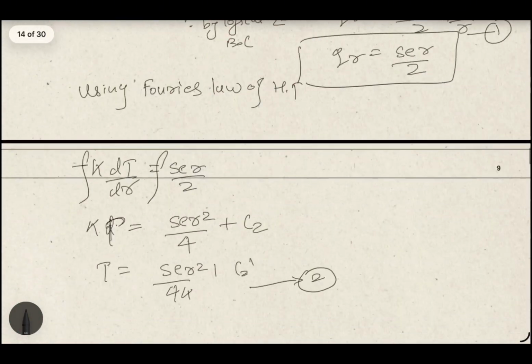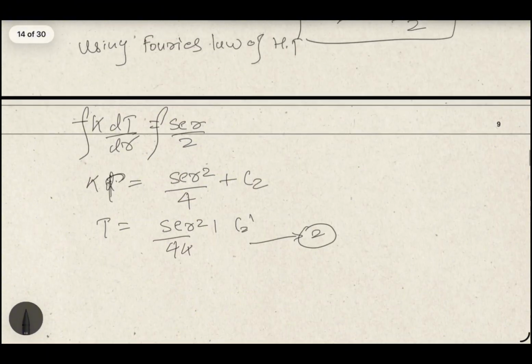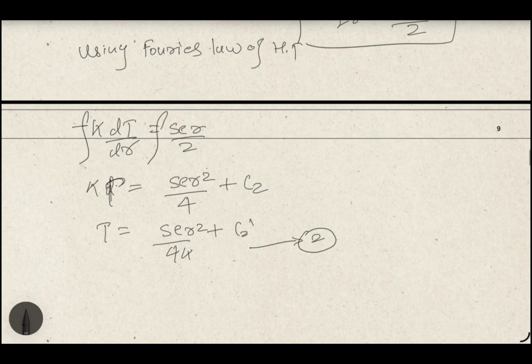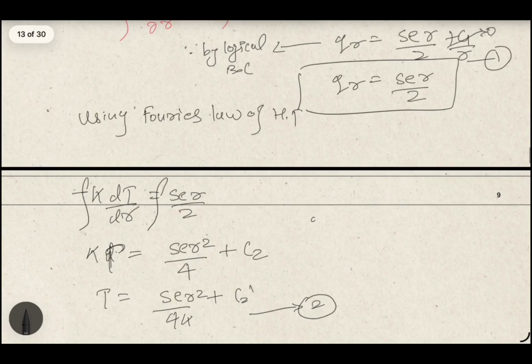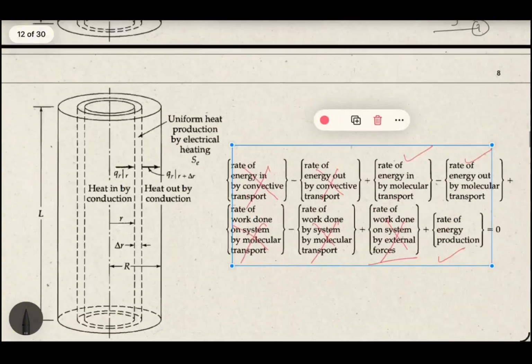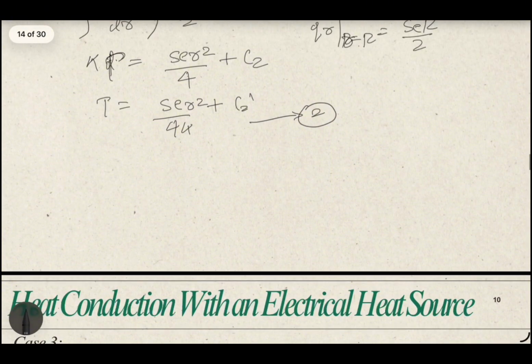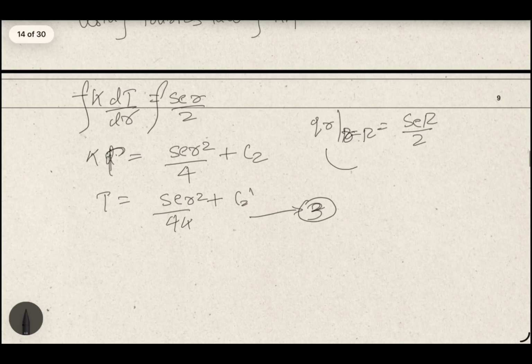I need to find the relation between these. So I can use QR. QR at R equal to capital R would be SE capital R by 2. So I will be substituting this in this. This is 1, this is 2, and this would be 3. So now I will be substituting this in equation 1.